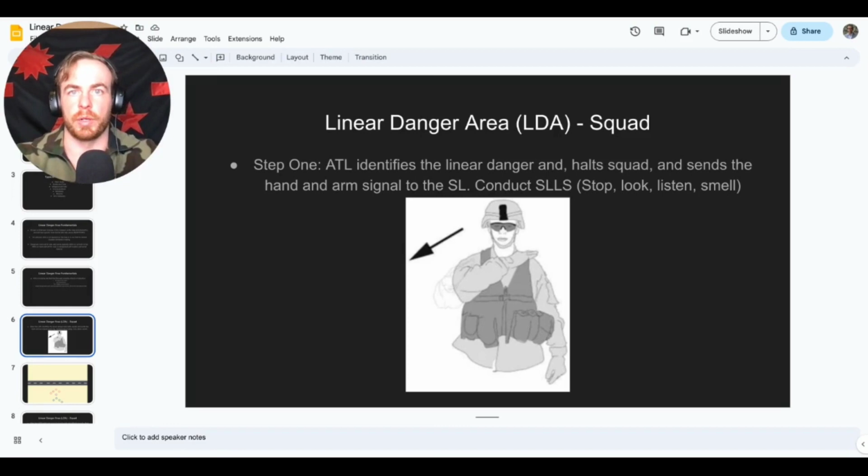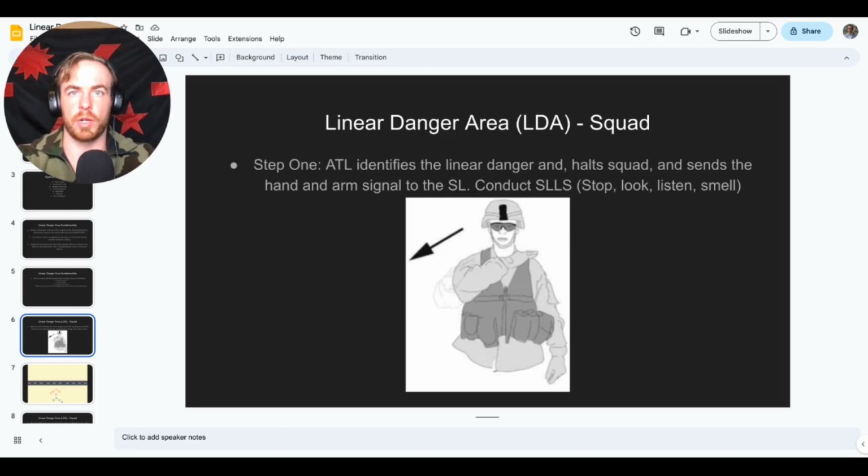The patrol is going to halt and conduct SILs. We haven't really talked about SILs yet, but SILs is stop, look, listen, smell. Basically you're just holding fast and using your senses to see if there are any abnormalities about the area. You're listening for enemy, you're smelling. You can smell pretty well, especially when you've been out in the woods for a few days. You'll pick up on man-made scents: diesel, soap, cigarette smoke.